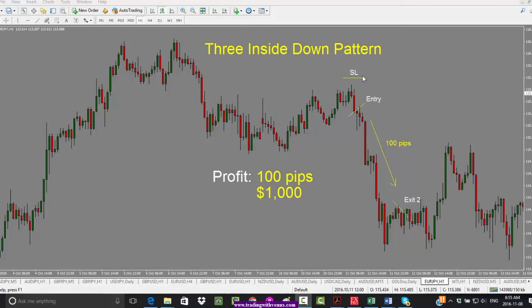The stop loss would go above the candle here, and make sure we have enough room for the trade to breathe, and we are looking for price to come down. As we can see, it flows down nicely. We don't really see a lot of bullish engulfing candles here, so there's no reason to get out of the trade till we hit this previous support and resistance area, and price just starts to move sideways. At this point, it's not going any lower, so time to get out of the trade. So from entry to exit here, we have 100 pips in our trade, which would mean $1,000 in profit if you're trading one standard lot.